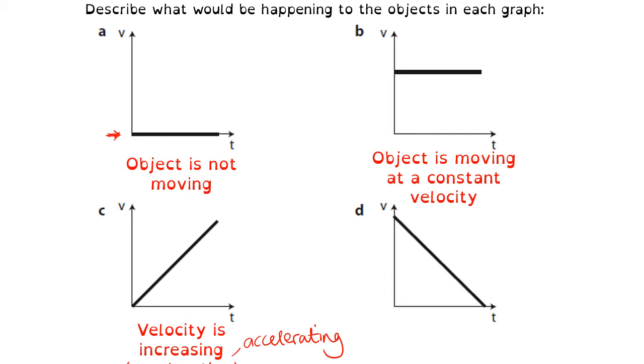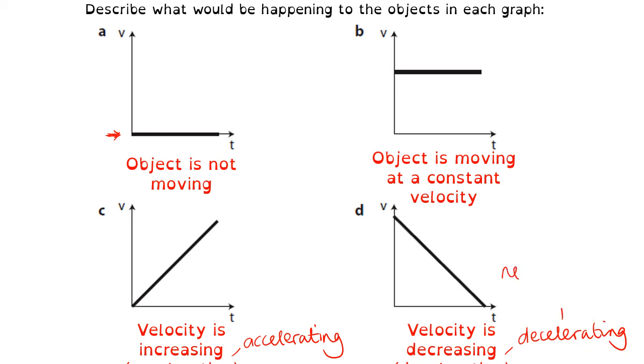And then finally, for D, we can see that as time goes up, the velocity goes down. So if velocity is going down, what description would we have on here? The description that we would have would be the velocity is decreasing, and that would be decelerating. Or actually, as we said last lesson, we could be more precise and say negative acceleration. Deceleration and negative acceleration being the same thing.